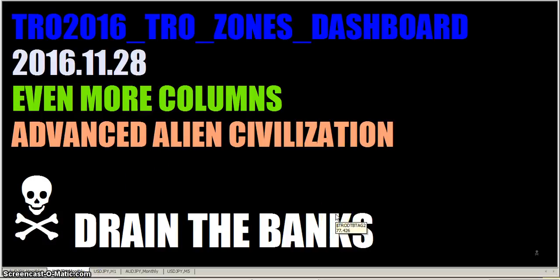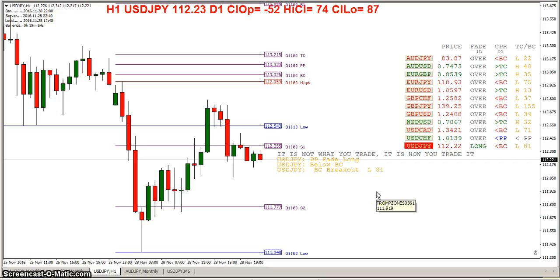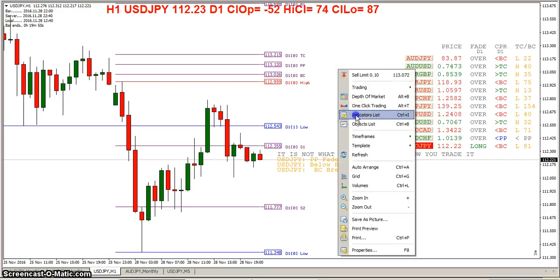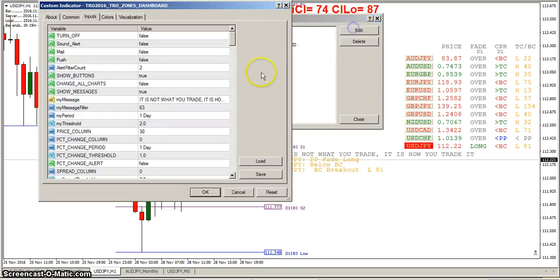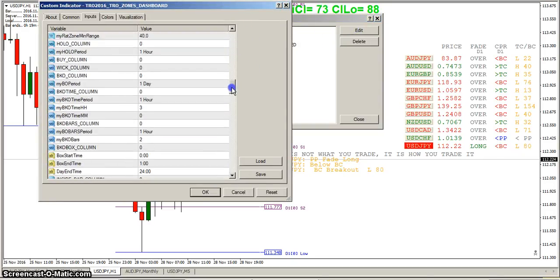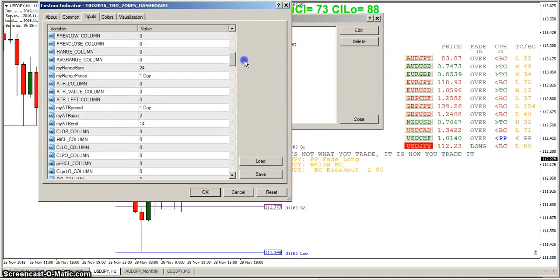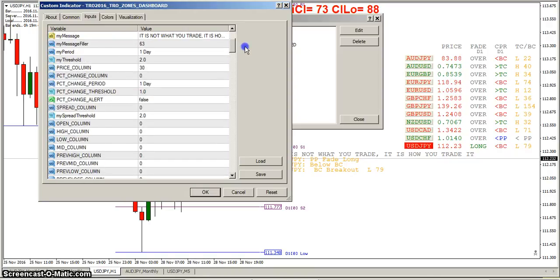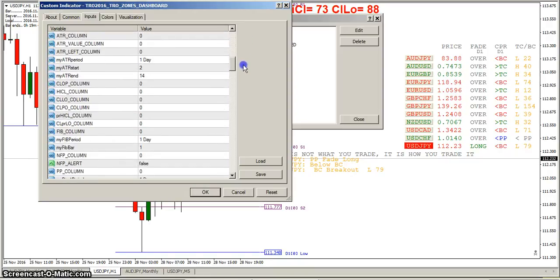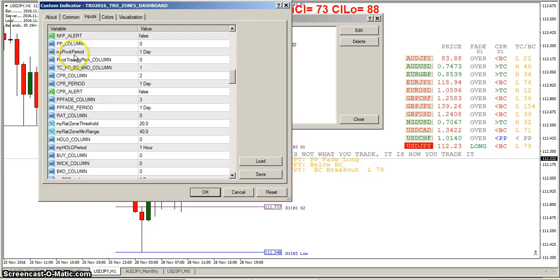It's Monday, November the 28th, 2016, Cyber Monday. I've added even more columns to the TRO zone's dashboard, so let's get right to it, because I might run out of time in one video. Okay, I'll show you these columns here in the inputs. I think I just went right past them. Let's look again. Here we go.